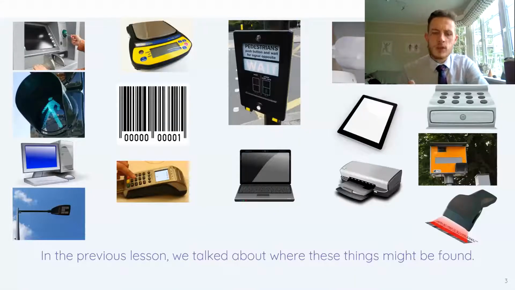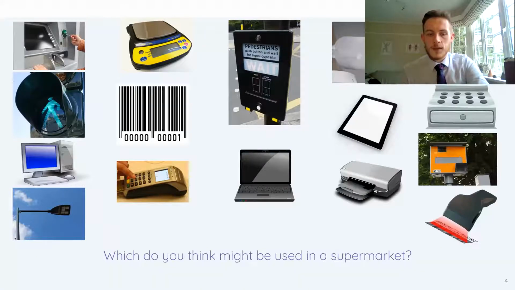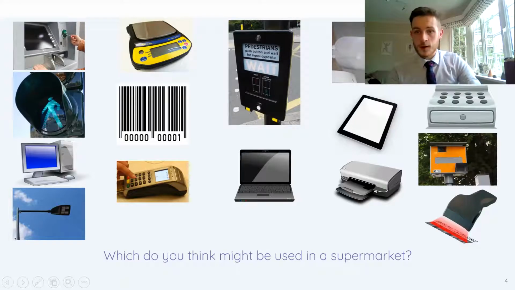In the previous lesson, we talked about where we might find all these things. Which do you think you would find in a supermarket? Which one of these things do you find in a supermarket? If I just move myself over to this side, well, down here. There we go, I'm at the bottom. Which items do you think you would find in a supermarket? Which one of these pictures that I've got on the screen?